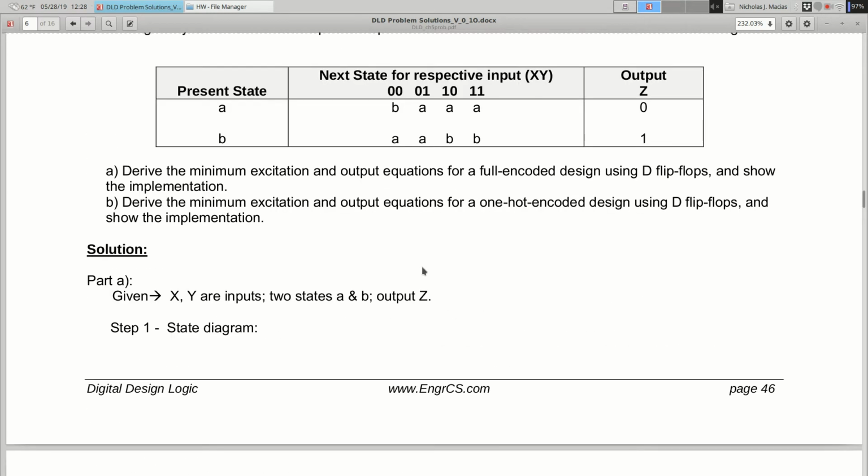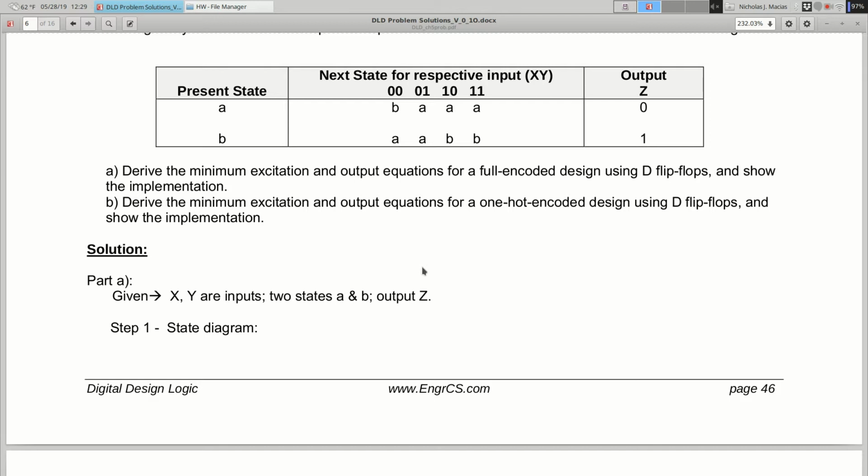Okay, so this is this weird little machine with 2 states, A, B, 2 inputs X, Y, and the information is coded in this table instead of a state diagram. And it asks you to do 2 implementations, one with a full encoded design, one with a one-hot encoded design. Okay, so terminology here. Full encoding means you're basically using combinations of flip-flops to represent states. So we have 2 states here, A and B. So this is how we make our state table.